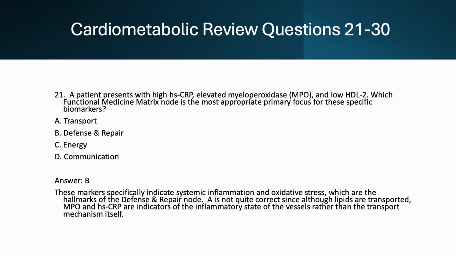A is incorrect because transport refers to circulation and lipid movement, but these biomarkers indicate inflammation, not transport dysfunction. C is incorrect because the energy node relates to mitochondrial function and metabolism. D is incorrect because communication focuses on hormones and signaling molecules such as insulin, adipokines, or neurotransmitters. So overall, the correct answer is B, defense and repair.